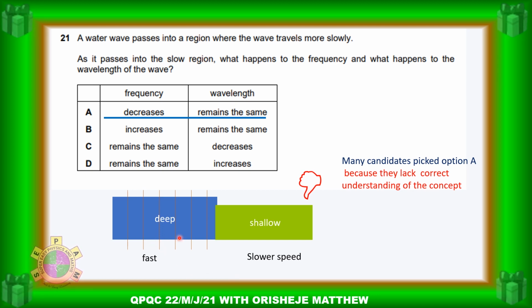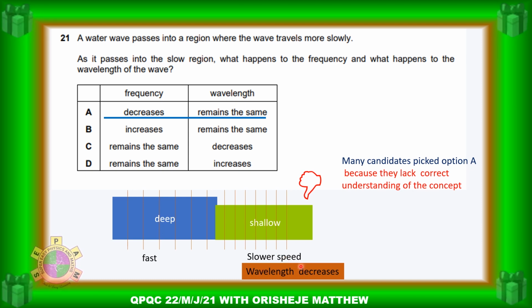Now take note of the wavelength. In deep water the wavelength is higher. Then if you come into the shallow water, the wavelength is shorter. So look at the gap between the waveform fronts. If you look at here, the gap is closer, so that tells you that it has a shorter wavelength. So what happened from this one? Wavelength decreases. Now we have speed decreases, wavelength decreases.